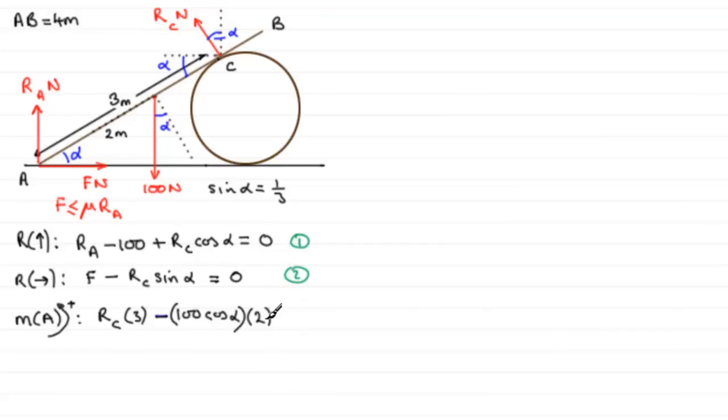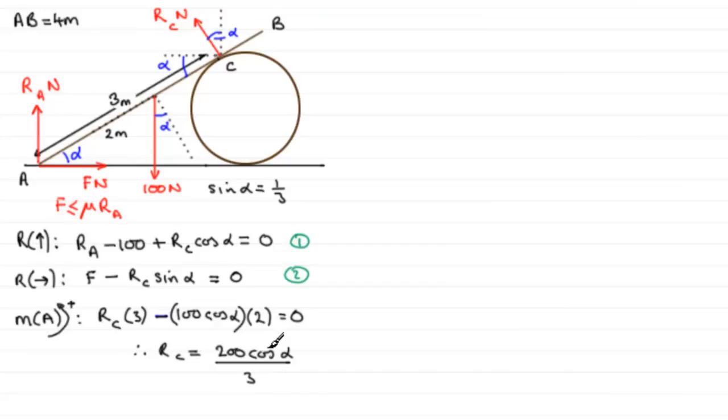So that's the total moment on the plank, but because the plank is in equilibrium, that total moment must be equal to 0. Now from this equation we could work out quite easily what RC is, because it's really the only unknown in this equation. So therefore, if I rearrange this, we've got 200 cos alpha here. If I add that to both sides and divide by 3, I get that RC equals 200 cos alpha all divided by 3.